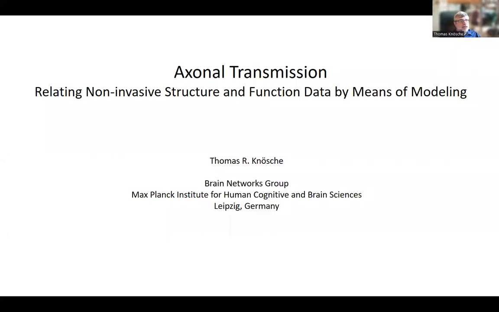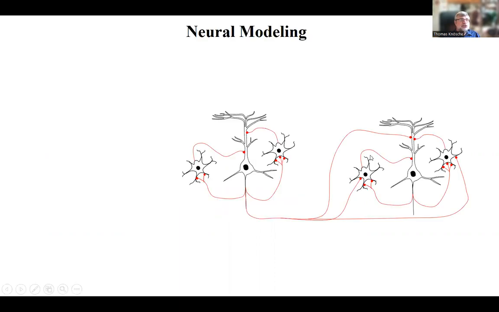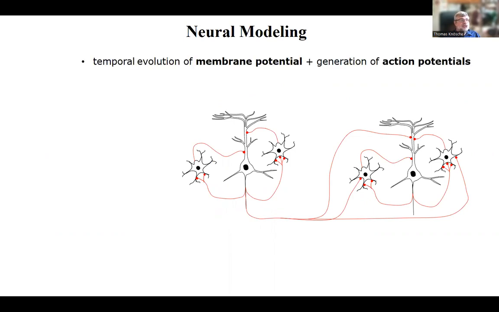Ladies and gentlemen, in this presentation, I would like to demonstrate how we use modeling in order to link structural and functional information of the brain obtained non-invasively with a special focus on axonal transmission. Neural modeling is concerned with the mathematical description of neurons and neural populations in terms of functionality, and in particular with respect to the temporal evolution of membrane potentials and the generation of action potentials. And of course, with the transmission of action potentials between neurons.